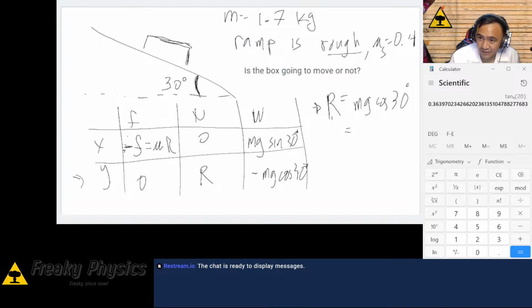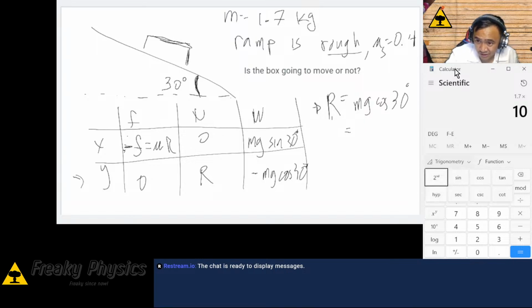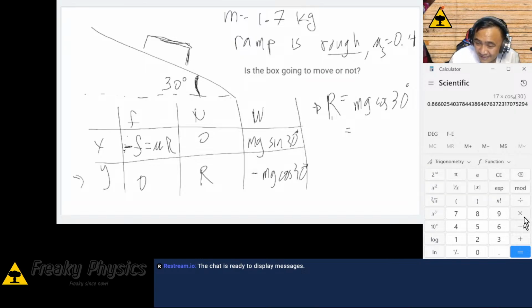M is 1.7. So, calculator: 1.7 times, let's use 10 again for g, times cosine of 30 degrees. Now, for the more mathematically inclined people out there, that's just root 3 over 2, so you can just put that in. So in this case, our R is 14.7 newtons.